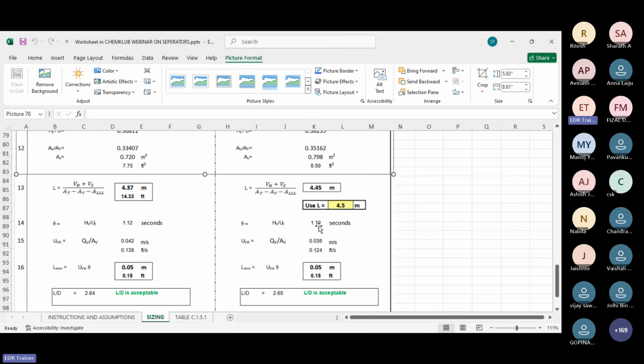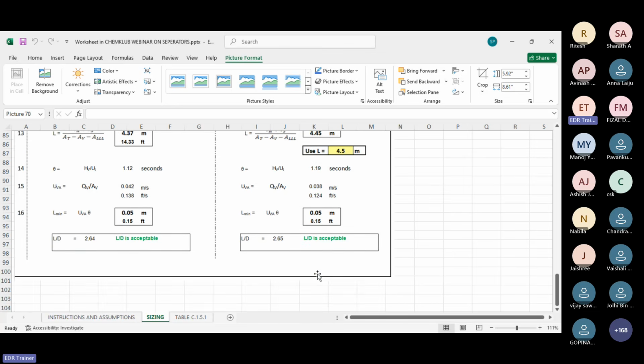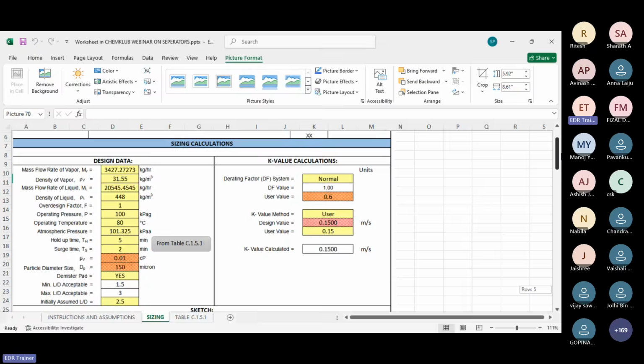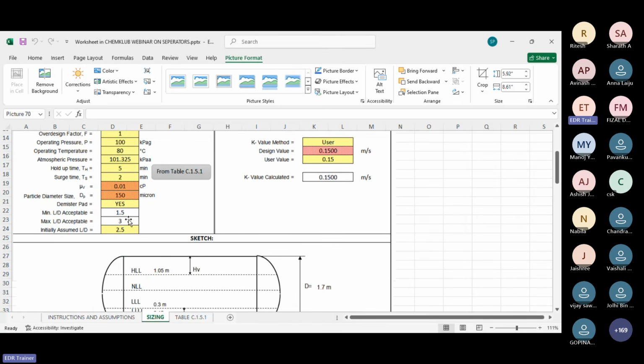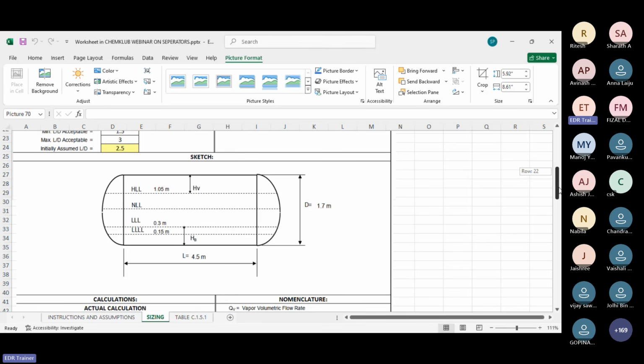Now if you can see, the length L by D is acceptable, 2.65. I have selected the range at 1.5 to 3. I have calculated 2.65. So now this separator is okay and perfect sizing. You can reach up to 3, right?